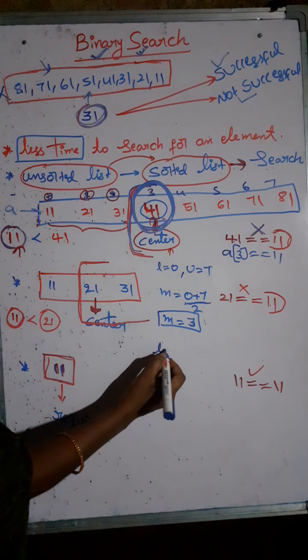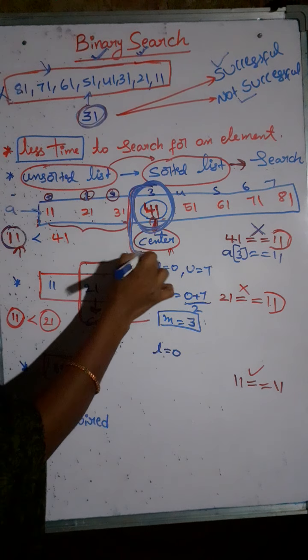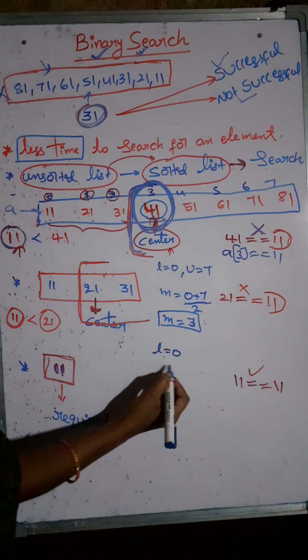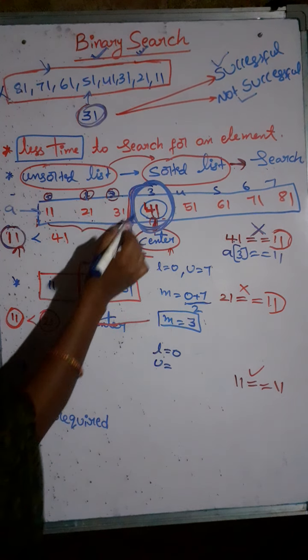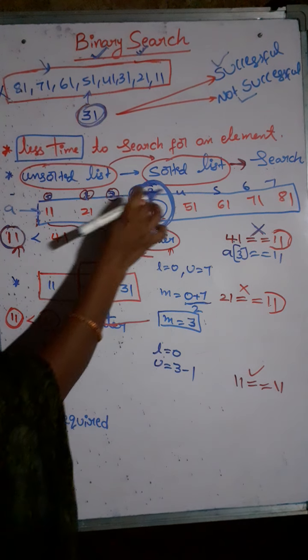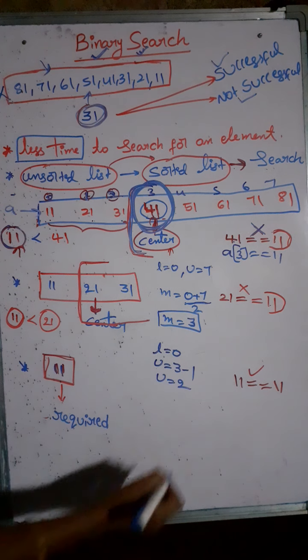That means now, what is the lower bound? Lower bound is 0. What is the upper bound? We should not consider this part, right? So, you should consider only upper index as 2. That means upper index equals middle minus 1. Middle is 3, so middle minus 1 is 2.